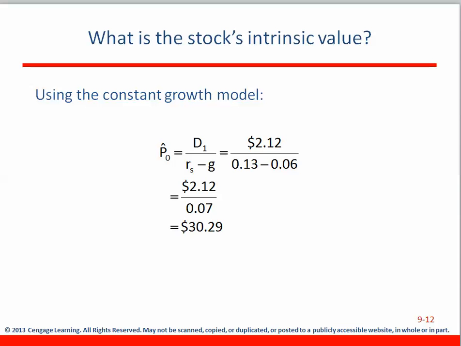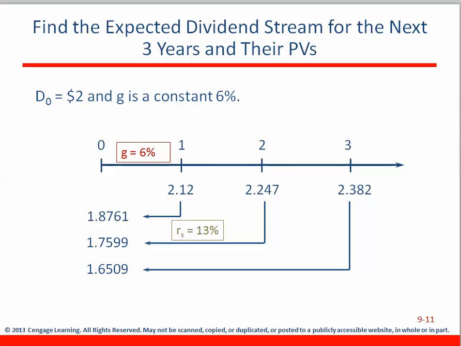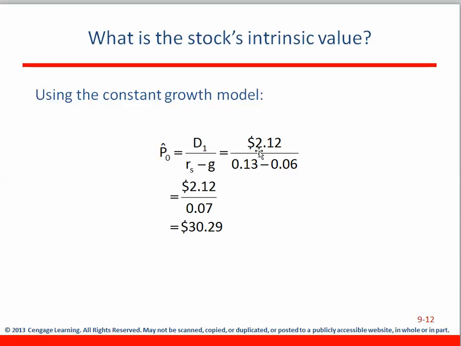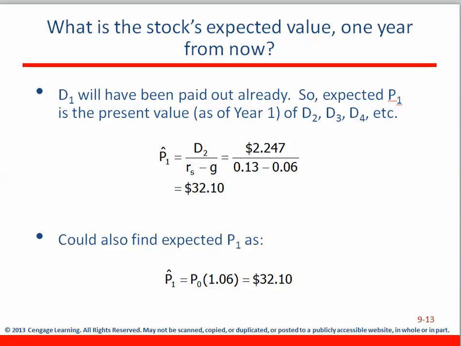Okay, so we can use what's called the dividend discount model, or the constant growth model, to figure out the expected stock price given this information. So D1 is 2.12, and the stock price is D1 over RS from the CAPM minus G, $30.29. Okay, so that's the expected stock price given the information in this problem. Really simple model, D1 over RS minus G.